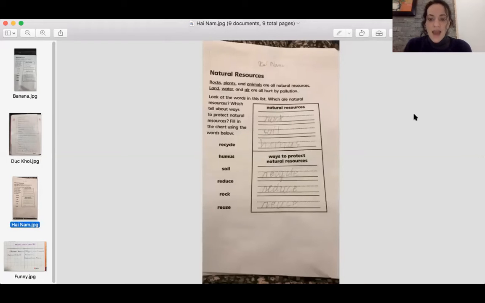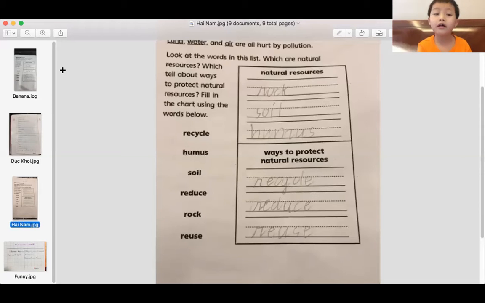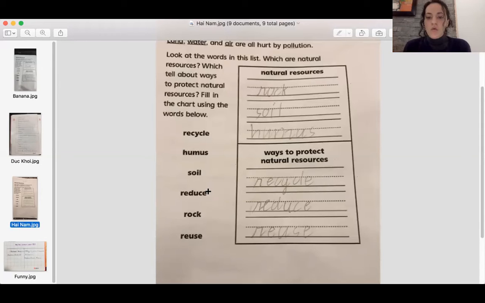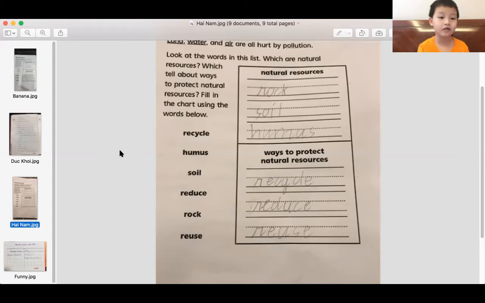Here's Hainam. Hainam, could you read what you put? Rock, soil, humus. Are those ways to protect or are those natural resources? Recycle, resort, reuse. Very good. Can you say reduce again? Reduce. Very good. And can you say natural resources? Natural resources. Very nice, Nam. Great pronunciation. Thank you for sharing.